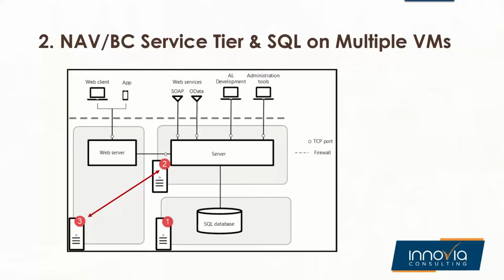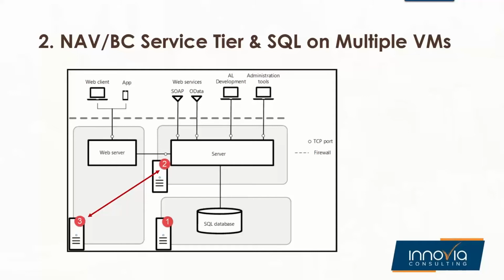The second method is putting your NAV and BC service and your SQL service on multiple virtual machines. Okay, this is the most common model that's out here. So the topology sort of looks like this. You have your SQL database and SQL Server installation on one server, and then you have your NAV services and your web server on another.